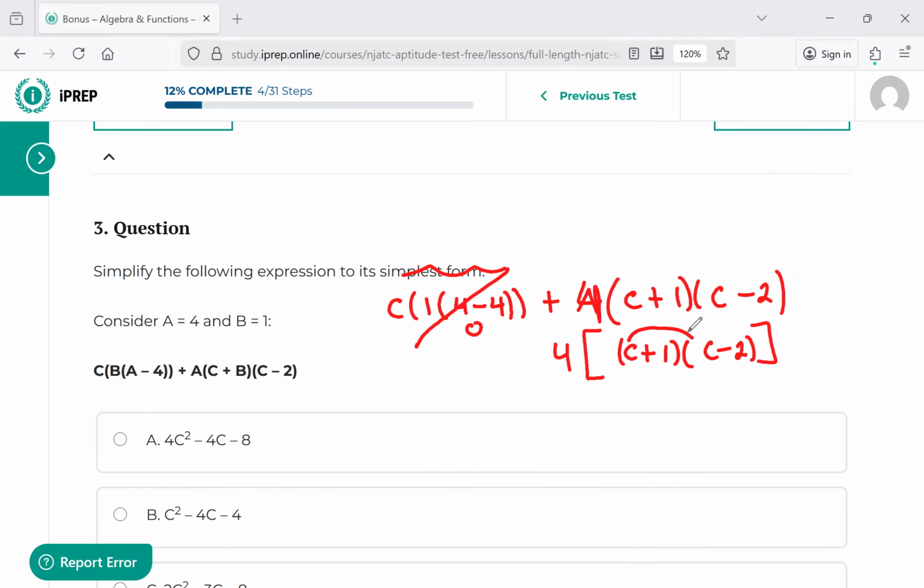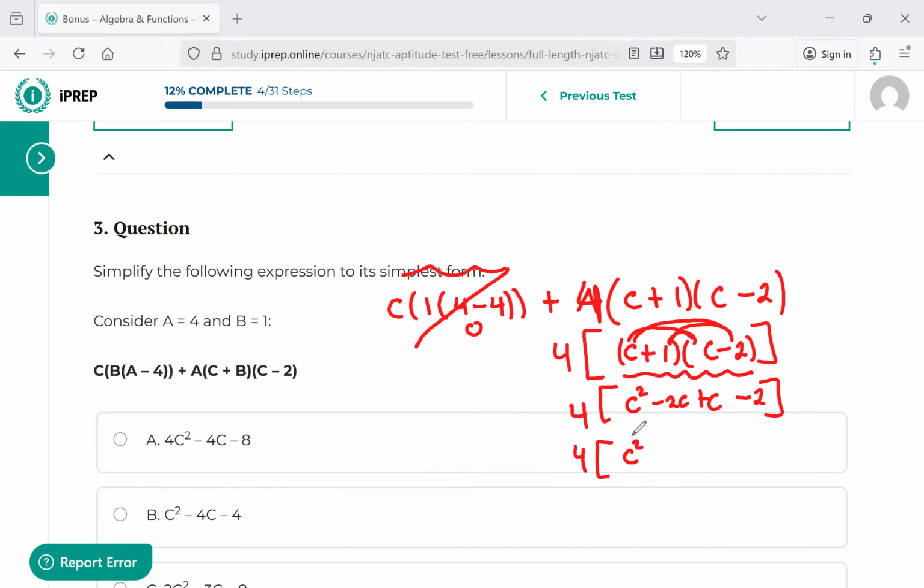So C times C is C squared. C times negative 2 is negative 2C. 1 times C is C. 1 times negative 2 is negative 2. Then we're all going to multiply this by 4. Before I distribute this 4, let's see if we can simplify the inner parentheses here.